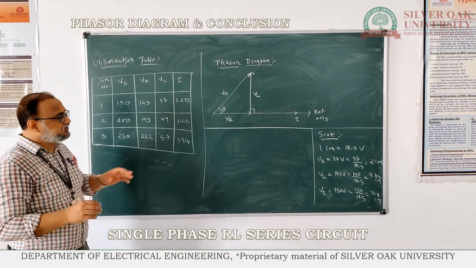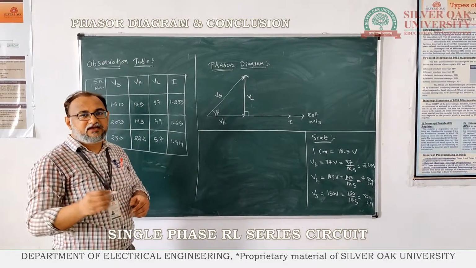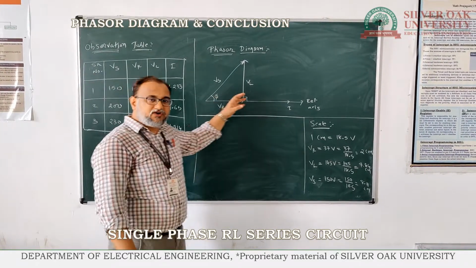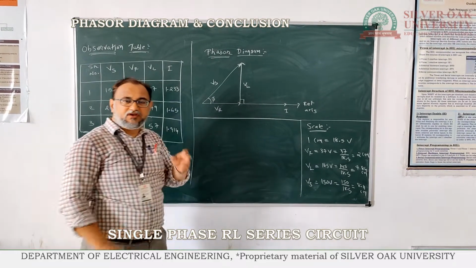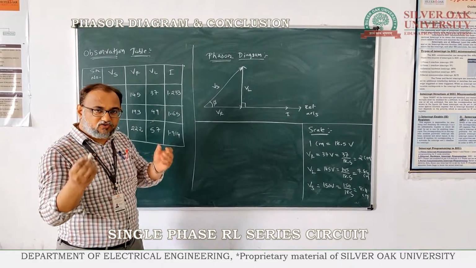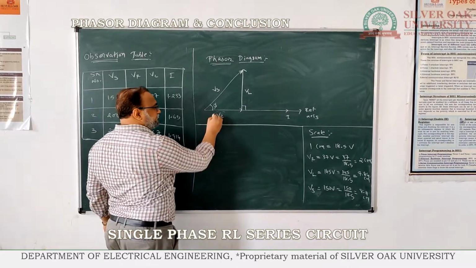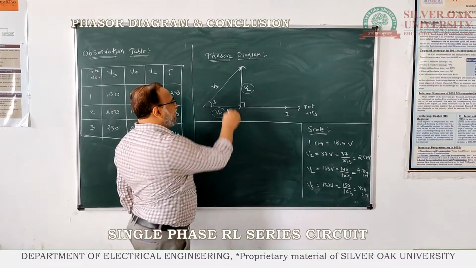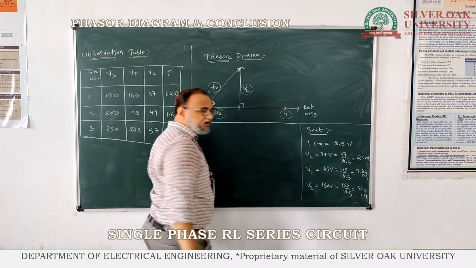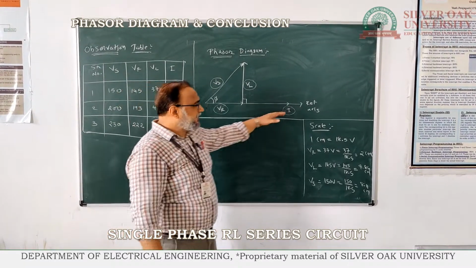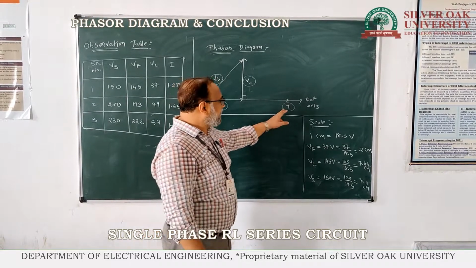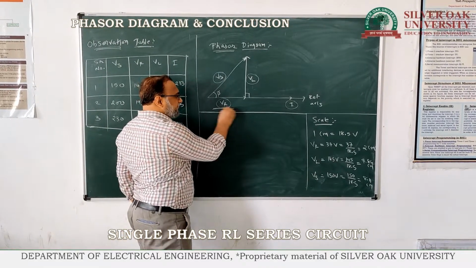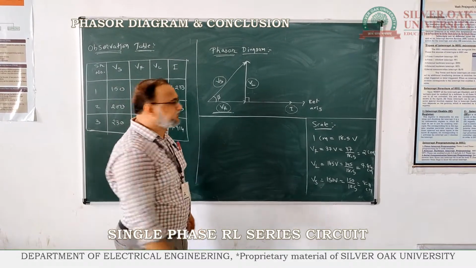Okay students, now the only remaining part of the RL series circuit is the vector diagram or the phasor diagram. We have seen in theory that when we draw a phasor diagram, the quantities we consider are the voltage drop across the resistor, the voltage drop across the inductor, the supply voltage and the current. As it is an RL series circuit, current will be taken in the direction of the reference axis.